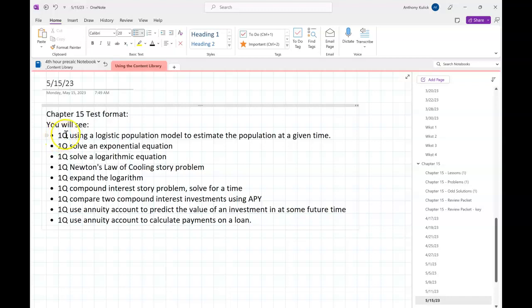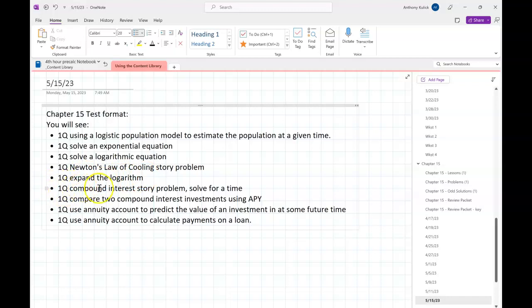All right. So the test format, they'll have one question where I ask you to use a logistic population model to estimate a population at a given time. So maybe the initial population or the maximal sustainable population, or just maybe the population like 1986 or something, right? One question I ask you to solve an exponential equation. One question I ask you to solve a logarithmic equation. One question where I ask you to use Newton's law of cooling to answer a story problem. One question where I ask you to expand the logarithm.